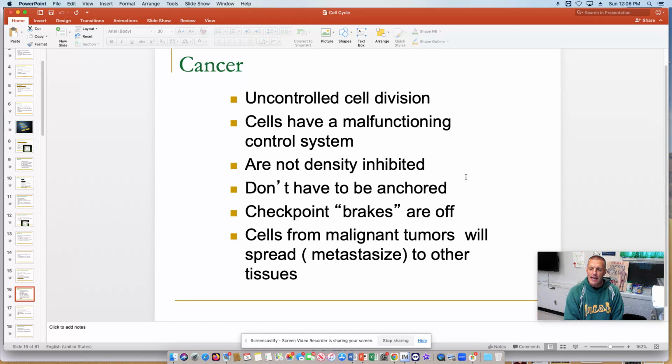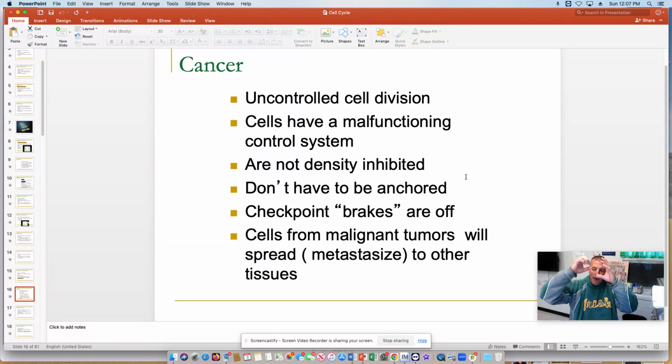You've probably never thought of this, but we're going to talk about it now. How does your brain know to get just the right size to fit tightly inside your skull? Or how do your lungs know to get just large enough to fit inside your thoracic cage? The answer is they are density inhibited. When they get large enough that they are pushing against a barrier like that, they stop growing larger. But cancer cells don't work like that.